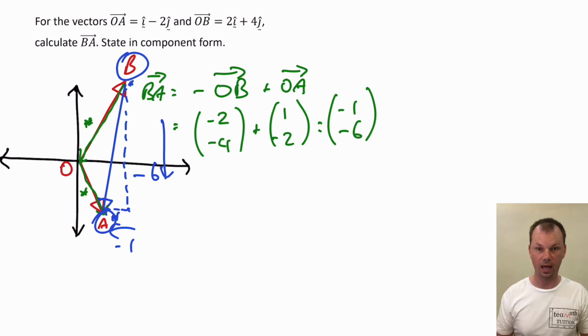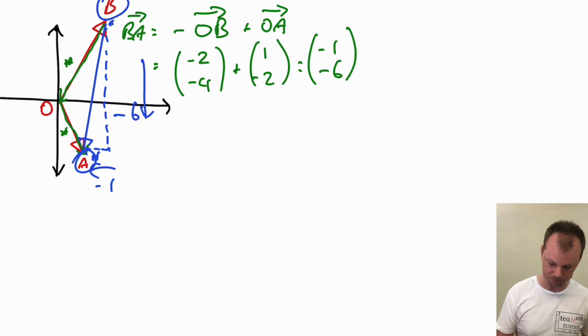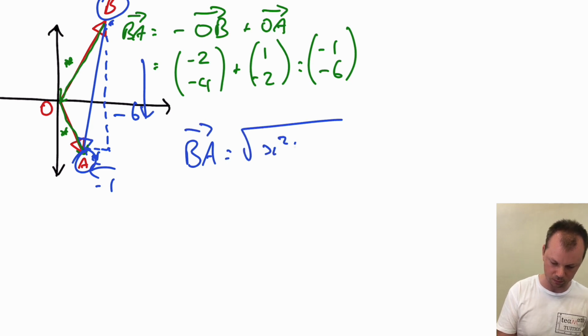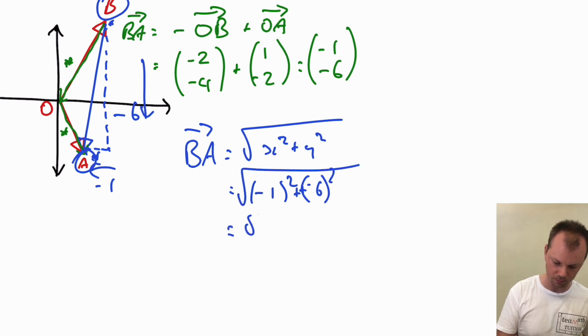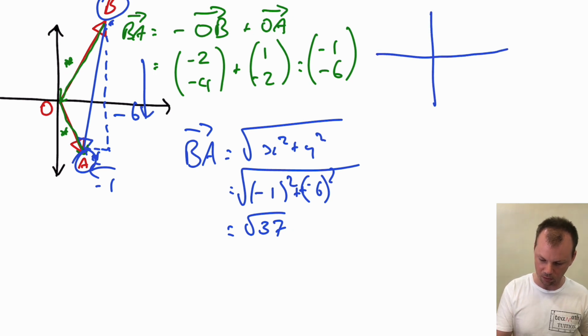We can also work that out in magnitude and direction. So how we would go about doing this is if I want to find the magnitude of BA, we've just got x squared plus y squared, plus -6 squared. That's going to be root 37. And that can't simplify. If we are looking at our direction, we'll draw another little diagram.